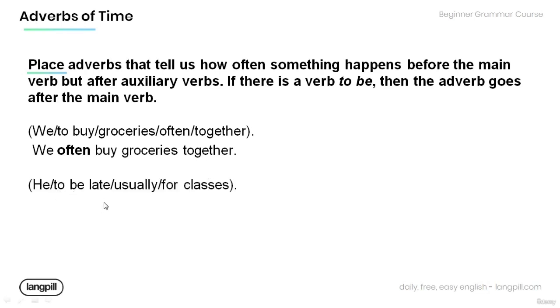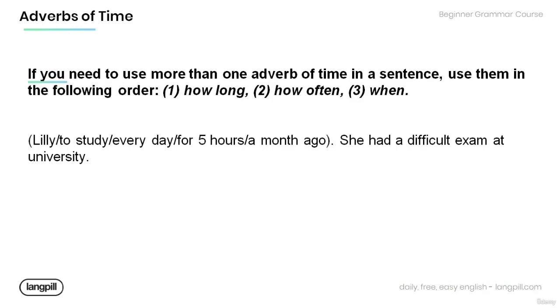He to be late usually for classes. He is usually late for classes. And if you need to use more than one adverb of time in a sentence, make sure you use them in the following order. 1. How long? 2. How often? 3. When?